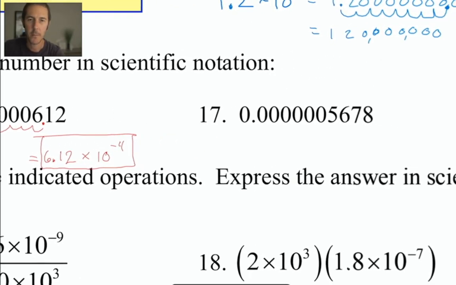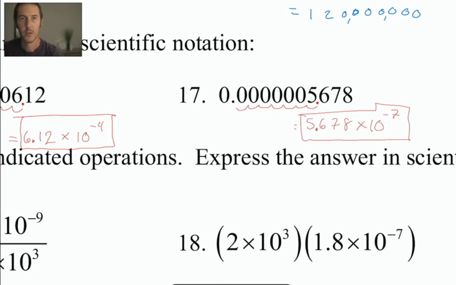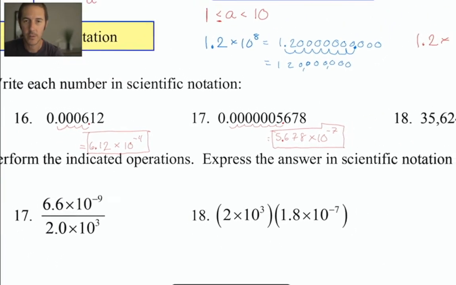And let's try number 17. Why don't you pause right now and try to write this number in scientific notation on your own, and then push play again, and we'll see what I get. Oh, I don't have to pause; I'm going to keep going. Let's see, I've got the 5, 6, 7, 8. I want the decimal point to end up here or here. Where did it come from? It's to the left. 1, 2, 3, 4, 5, 6, 7 places. So I'm going to multiply by 10 to the negative 7. There you go. We took our standard notation number and wrote it back into scientific notation.